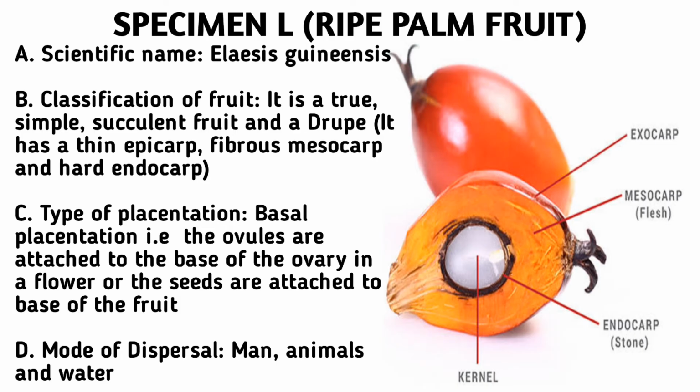Next, it is a drupe. Why is it a drupe? Because the epicarp, that's the outer layer, is thin. Then the middle part is fibrous. So it has the fibrous mesocarp. And lastly, it has a hard endocarp. That is, the nut is hard. For the type of placentation, it has the basal placentation because the ovule in the ovary or the seed in the fruit are attached to the base of it. For the mode of dispersion, it is dispersed by man, animal, or water.